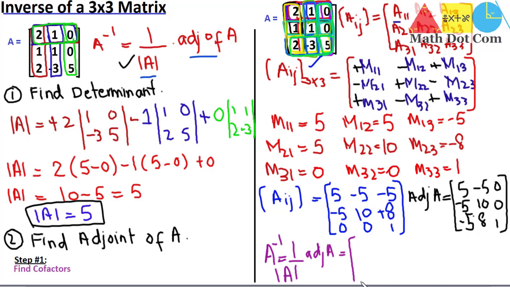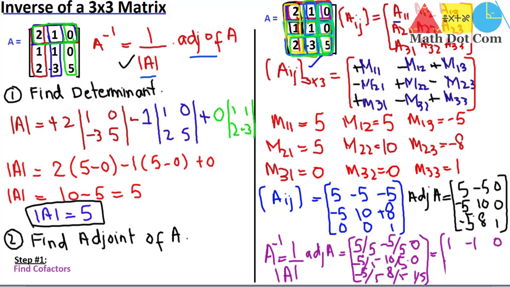So let's divide all the elements by 5. 5 divided by 5, minus 5 divided by 5 and 0. Then minus 5 divided by 5. Then 10 divided by 5 and 0, minus 5 divided by 5, and 8 divided by 5 and 1 by 5. So finally we have got the inverse of A as 1, minus 1, 0, minus 5 divided by 5, it will be minus 1, then 10 divided by 5, it will be 2, then 0, then 8 by 5, then 1 by 5. So this is the inverse of A. So that's all about how you can find the inverse of a 3 by 3 matrix.